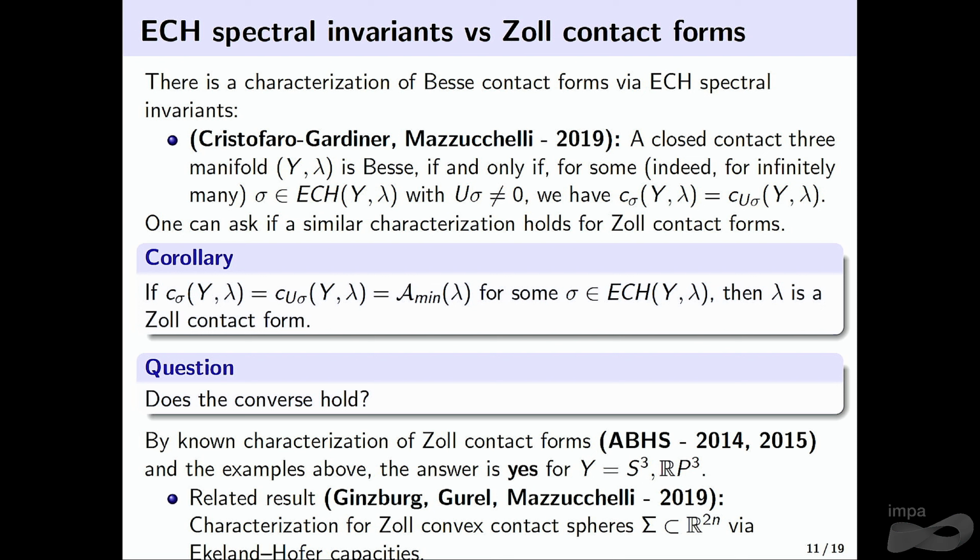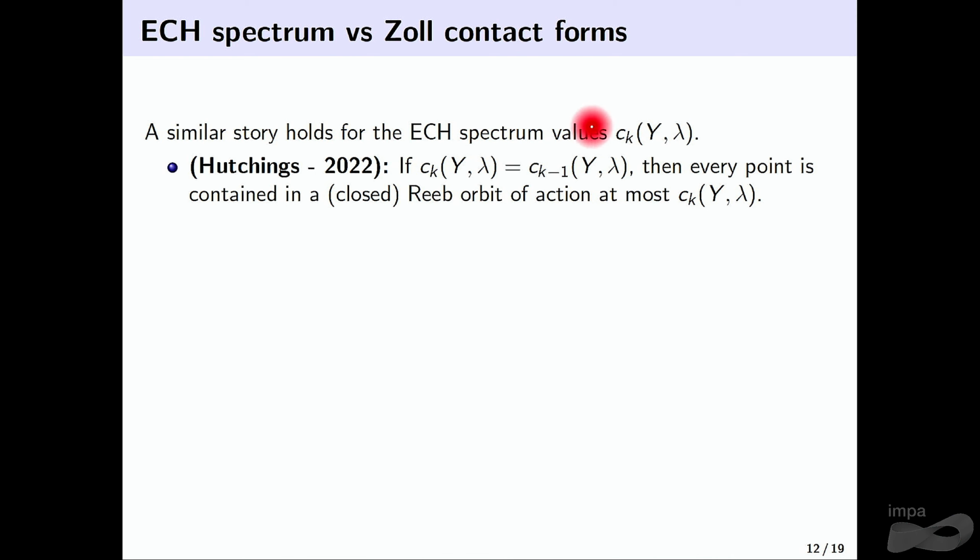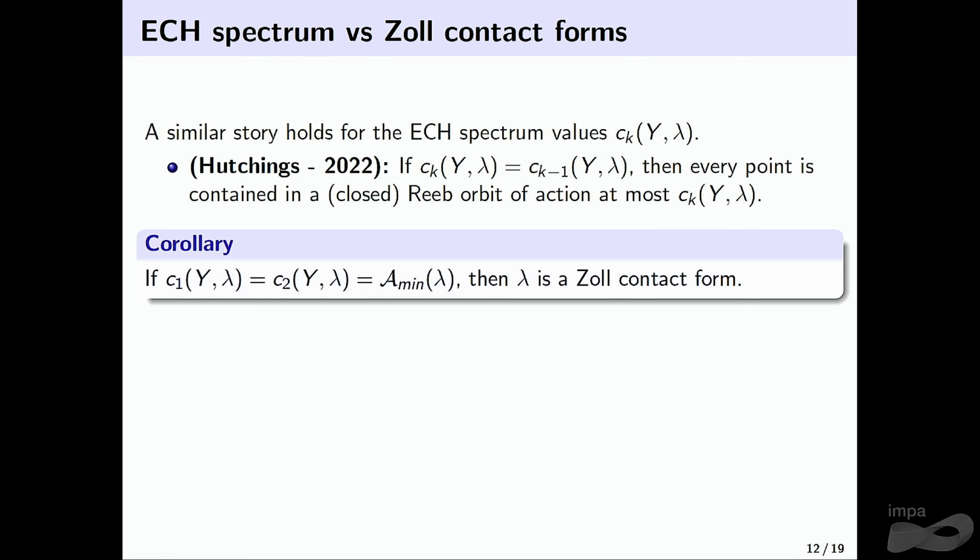A similar story holds for the ECH spectrum. Michael Hutchings proved, also in the paper on the quantitative closing lemma, that if you have the equality c_k = c_{k-1}, then every point is contained in a closed Reeb trajectory with action at most c_k. An immediate consequence is that if you force c_1 and c_2 to be the minimal action, then every point is contained in a minimal action trajectory, so this is Zoll.